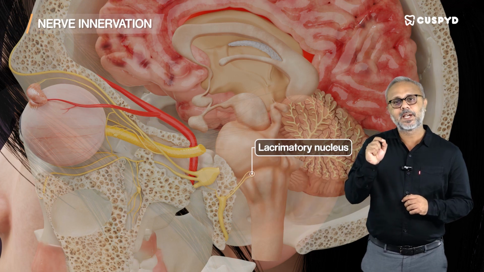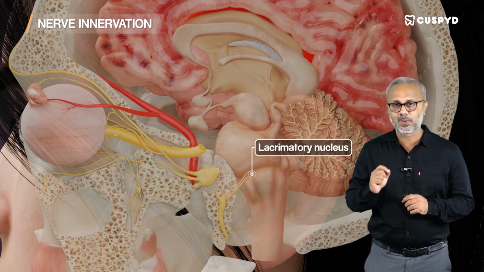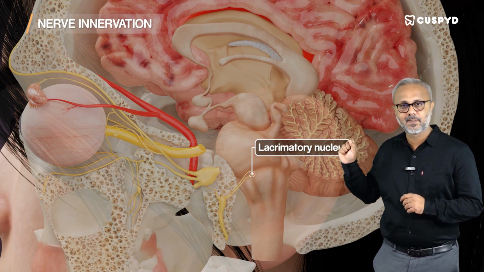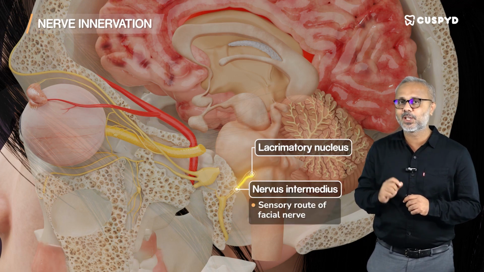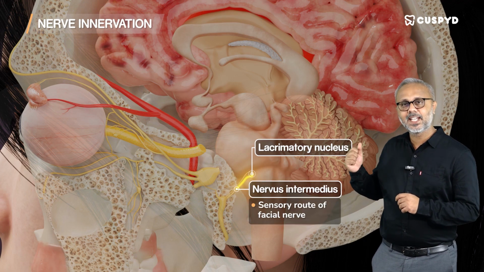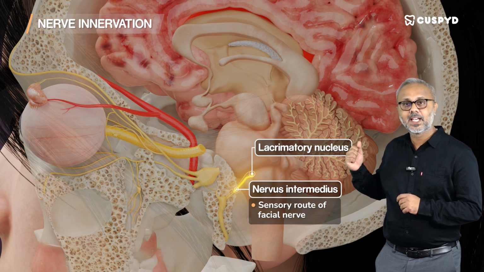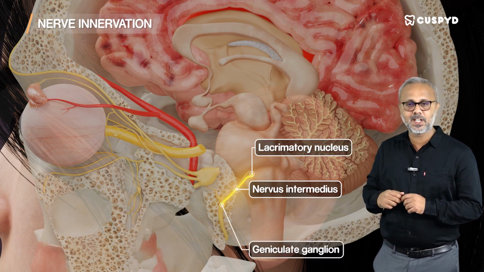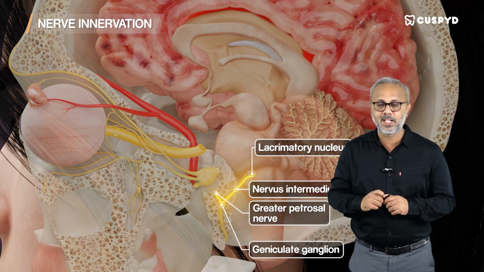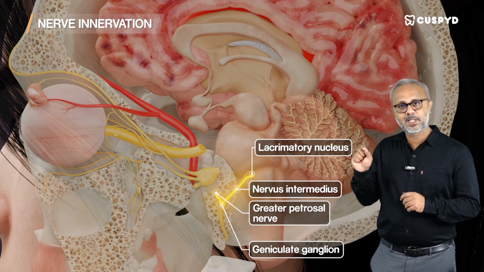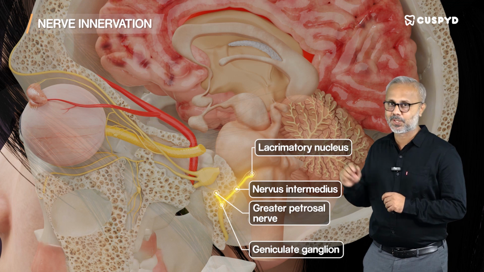The preganglionic fibers arise from the lacrimal nucleus, pass successively through the nervus intermedius or the sensory root of facial nerve, then through the trunk, then through the geniculate ganglion. The geniculate ganglion gives out the first branch, which is the greater petrosal nerve. So, the preganglionic fibers pass through the greater petrosal nerve.